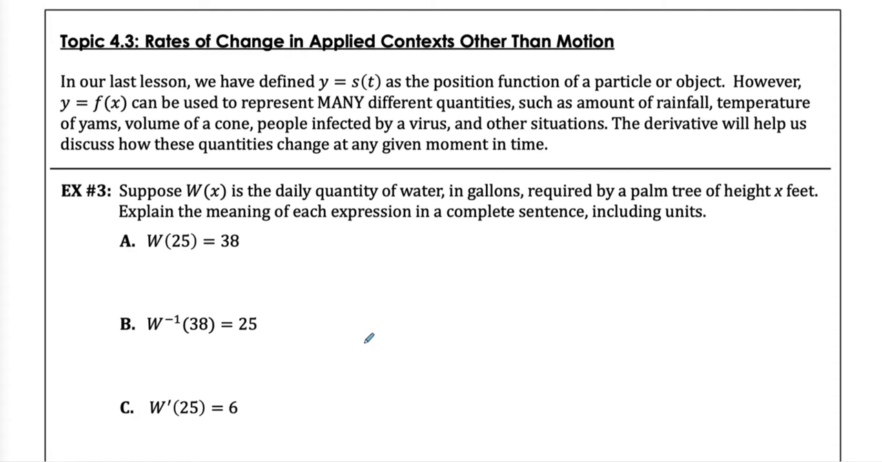Okay, so here, this one says W stands for the daily quantity of water in gallons required by a palm tree of height x feet. I don't know if this is true or not, but I found it kind of interesting. If you guys have watched Dune yet, this is part of Dune. Explain the meaning of each expression in a complete sentence, including units. W(25) equals 38.